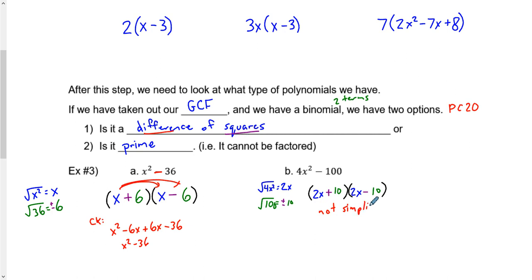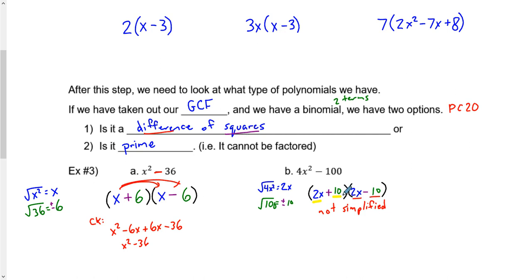is not simplified. It is not in its simplest form. The reason for it is because I can still take a 2 out of that term and that term. I can still take a 2 out of that term and that term. Because there's still a common factor in each, it just has to be one. But if I can still take a common factor out of either one of these brackets, it's not fully simplified.